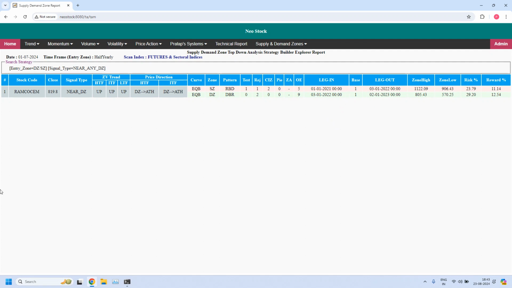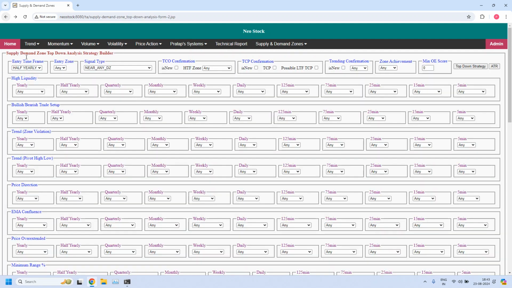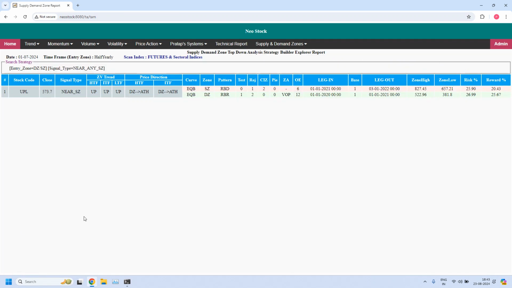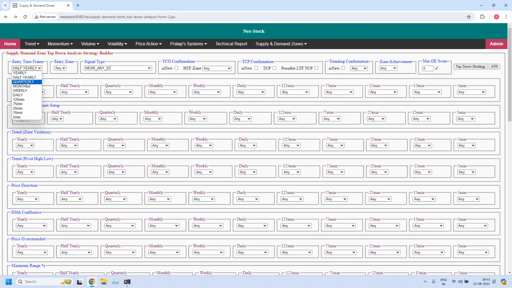Okay, now the next report is for half yearly time frame. Let us find the stocks near half yearly supply zone. One stock is filtered near to the half yearly supply zone. The next time frame is a quarterly time frame.